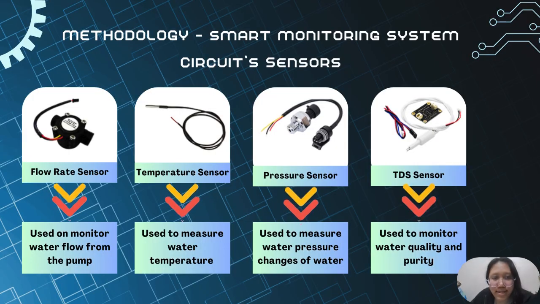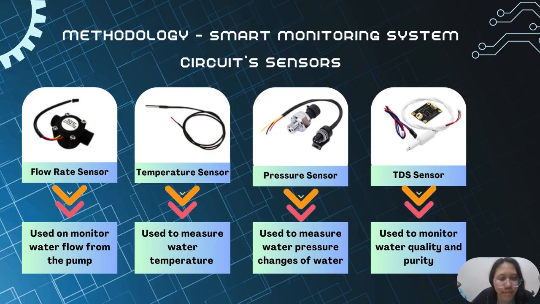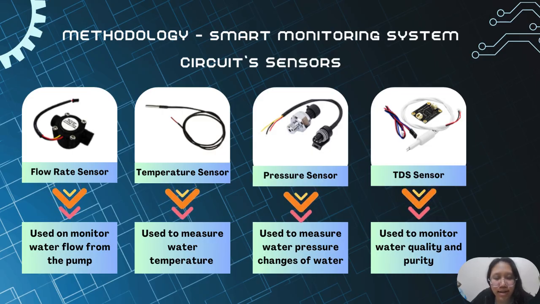As you can see, the flow rate sensor is used to monitor water flow from the pump, which helps us calculate the amount of water flowing through the filters. The temperature sensor is used to measure water temperature. This is because we need to keep the temperature in the range from 35 degrees Celsius to 37 degrees Celsius.